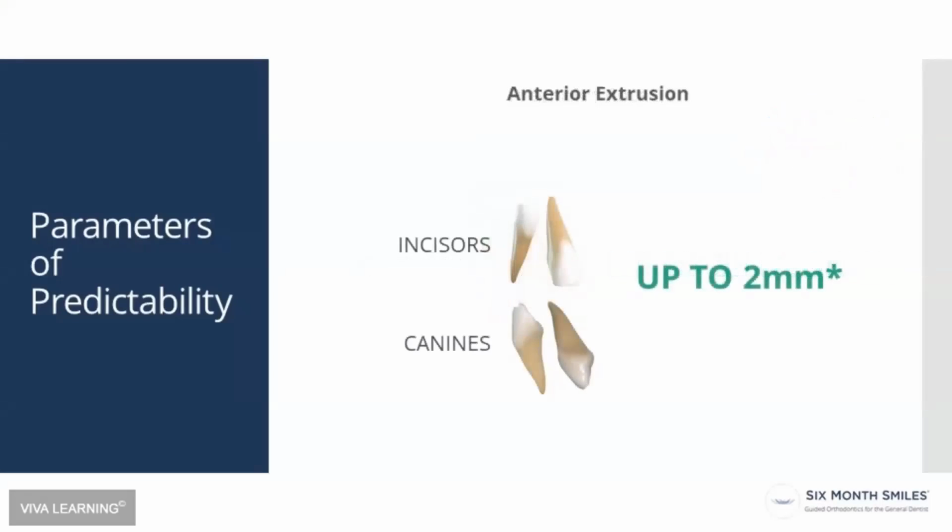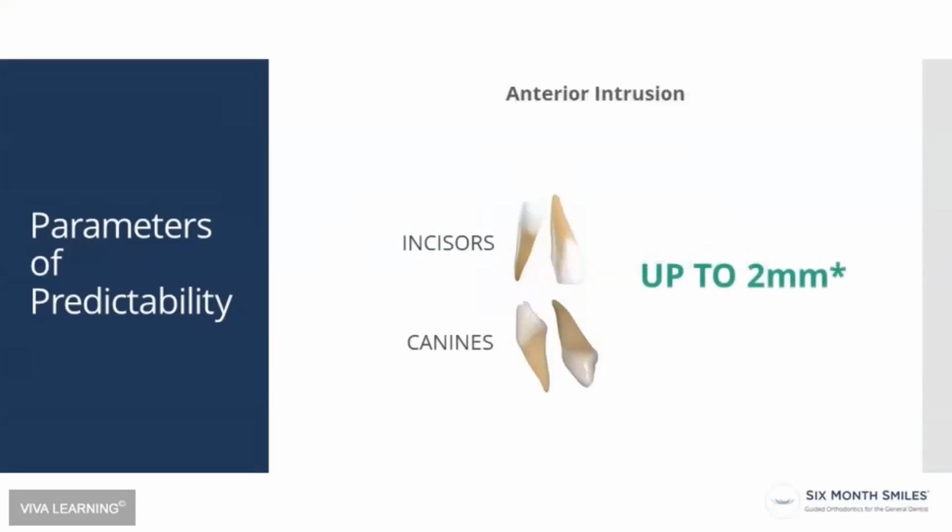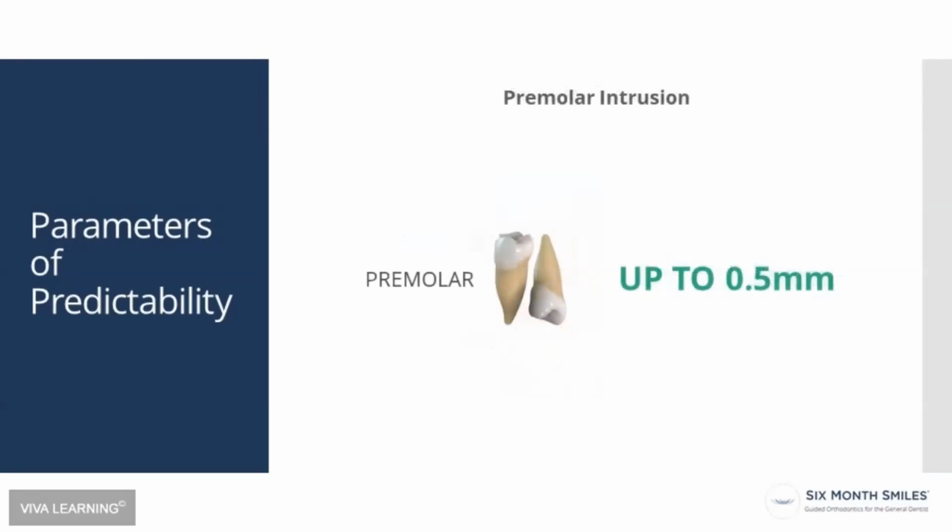And then, looking at the vertical plane, extrusion and intrusion of incisors and canines: anterior extrusion up to 2 millimeters, extrusion of premolars up to 1 millimeter, and intrusion of the incisors up to 2 millimeters as well, but the premolars around 0.5 of a millimeter. That's what we will have as a predictable movement.